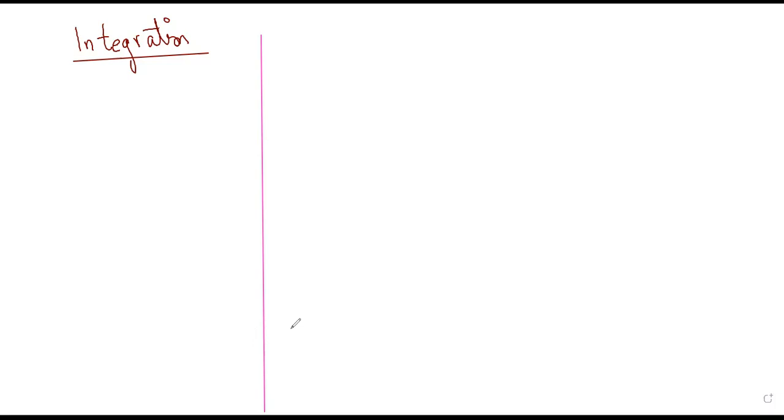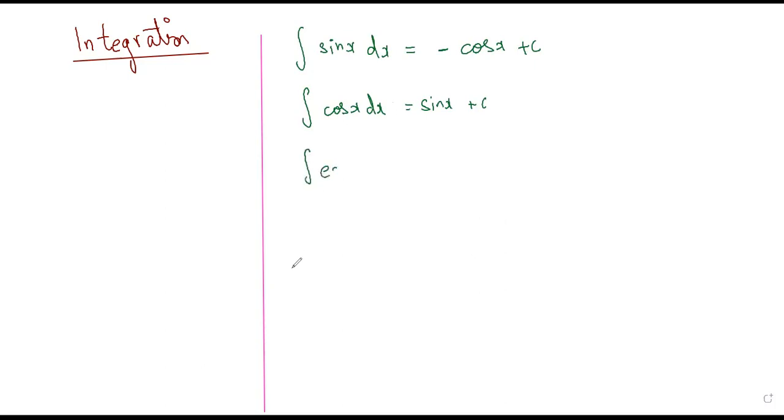Anyways, let's talk about some trigonometric functions in that case. If you have sin x with respect to x, the integration would be minus cos x plus c. If you have cos x with respect to x, the integration would be sin x plus c. And then if you have secant square x with respect to x, the integration is going to be tan x plus c.